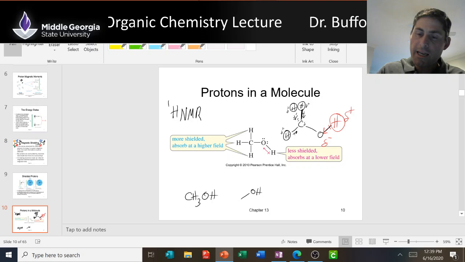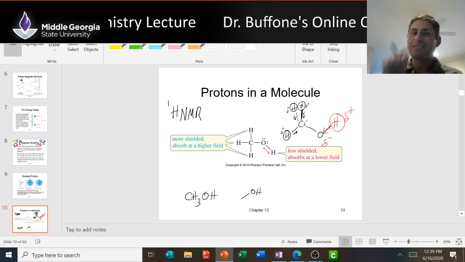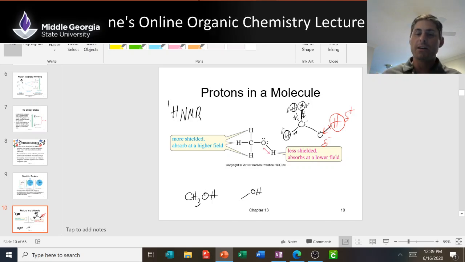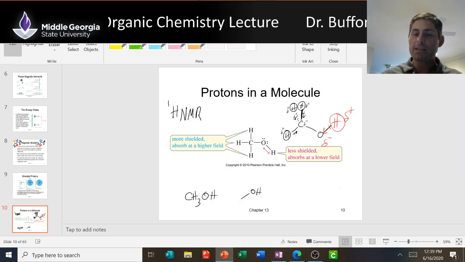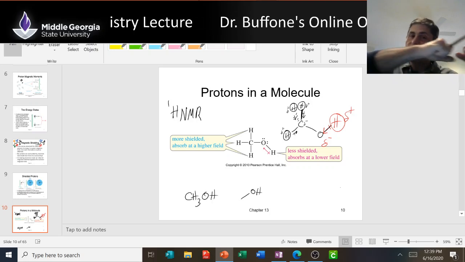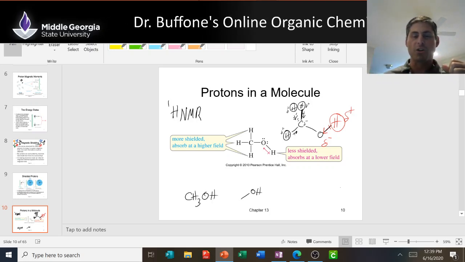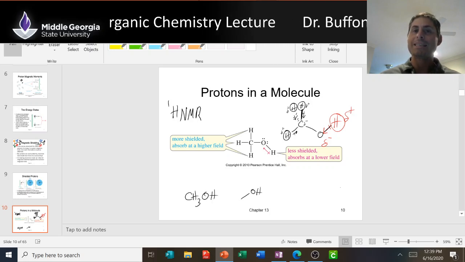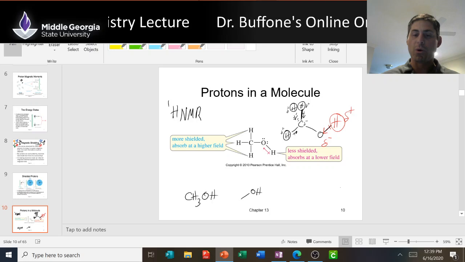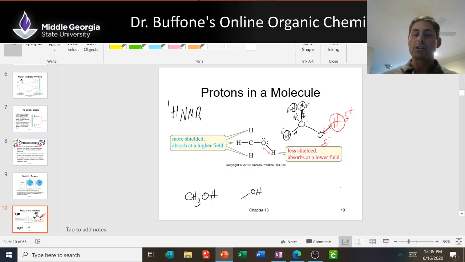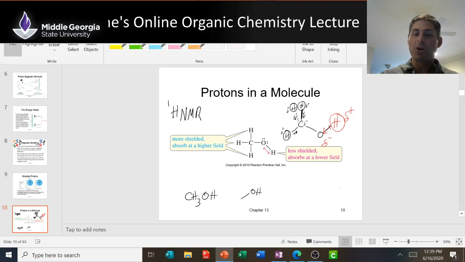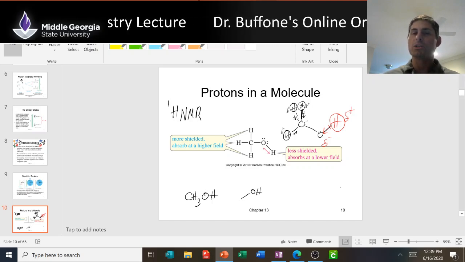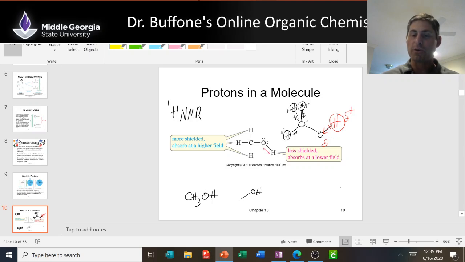So what we're saying is in the carbon-hydrogen bond, a teensy bit of electron density is being pulled away from the hydrogen, but not a lot. In the case of the hydrogen on the oxygen, a lot of electrons are pulled away from the hydrogen, making it less shielded, or we say it becomes de-shielded. We're going to use the words de-shielded versus shielded. So I would say that these protons are more shielded, or they are shielded, compared to this proton in red, which is de-shielded or less shielded.